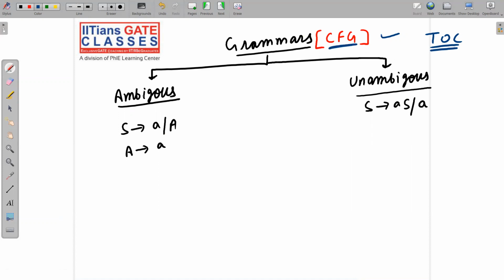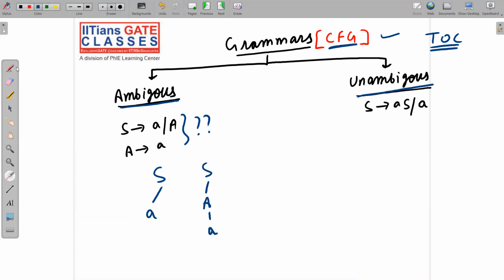Context-free grammars are of two types: ambiguous and unambiguous. I have already told you in TOC what ambiguous and unambiguous grammars are, but let me just revise. Why is this grammar ambiguous? Because to generate the string a, we have two parse trees. One parse tree is S goes to A goes to a, and the other is S goes to a. So to generate the string a, we have two parse trees, and this grammar is ambiguous.